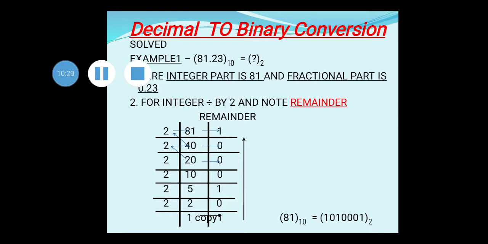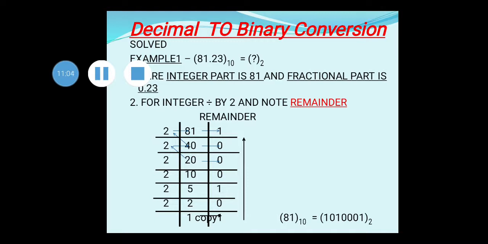Now here is one solved example of decimal to binary conversion. The example here is 81.23. It's a decimal number since it is put in the bracket and the base number is 10. So it's a decimal number and we have to convert this into a binary number. So now first you have to understand the decimal number. It is having an integer as well as a fraction. So the integer here is 81 and the fraction is 0.23.